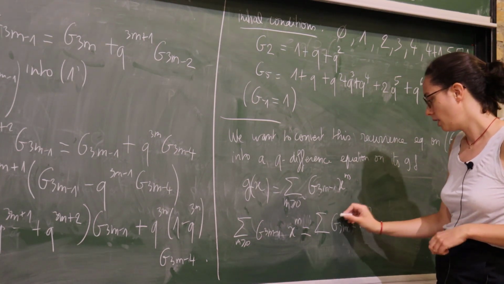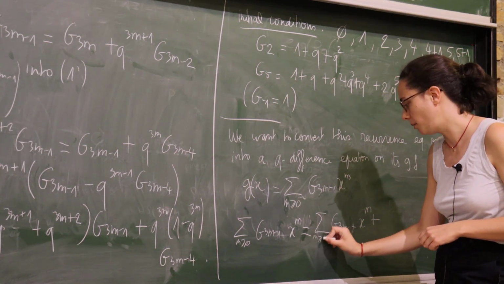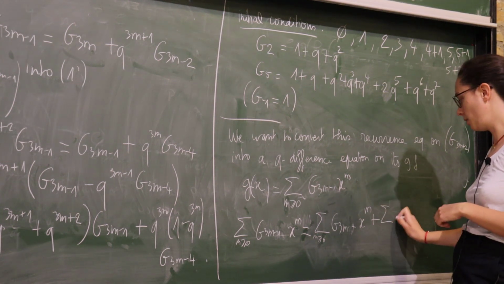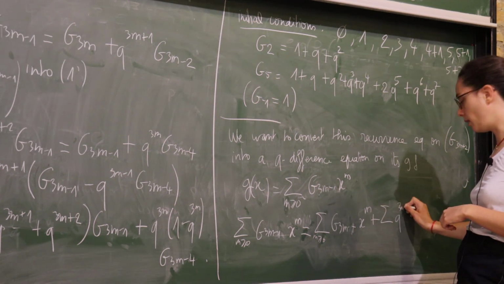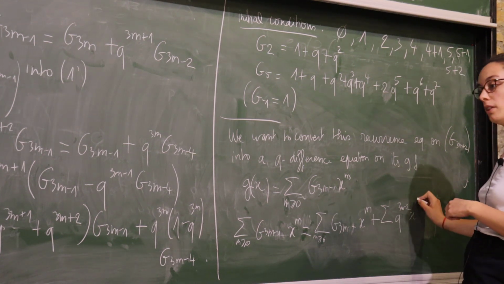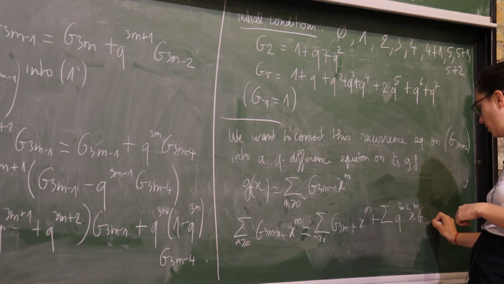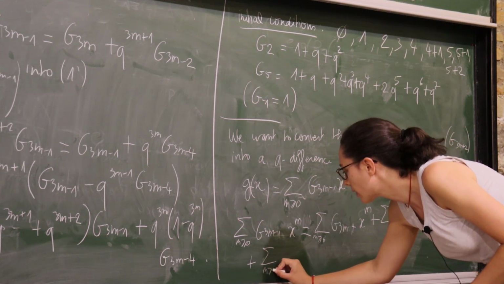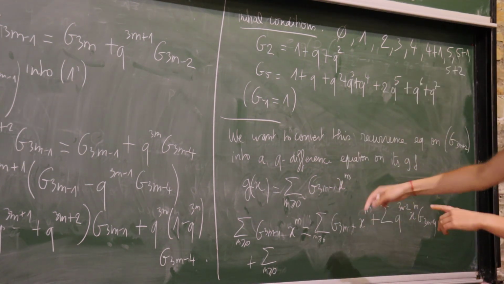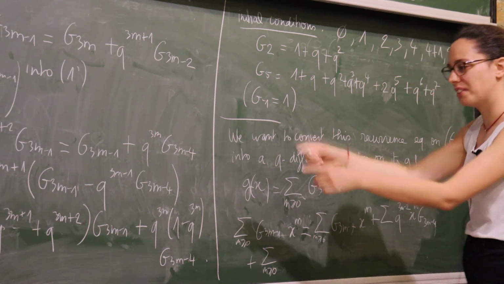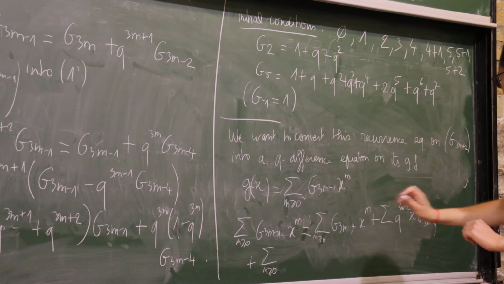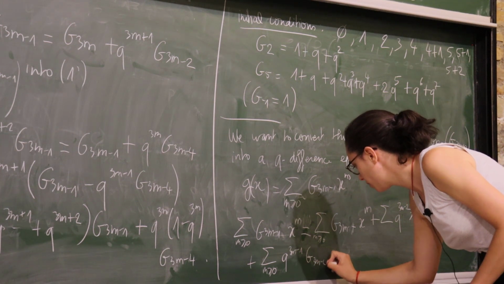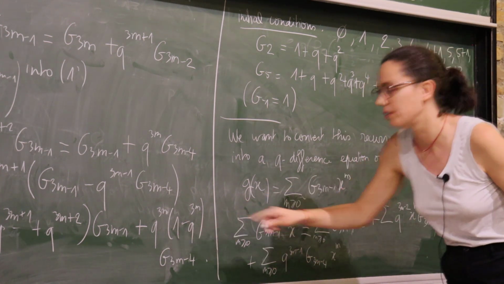plus, so all my sums are for m at least 0, plus also the sum of, here we will have q to the 3m minus 2, x to the m, g 3m minus 4, plus. I take them separately on purpose so that it's a bit easier to convert into g's after that. Otherwise, of course, I could just have kept it factorized like that, but I prefer like that. So now, q to the 3m minus 1, g 3m minus 4, x to the m, and we still have the last two to do.